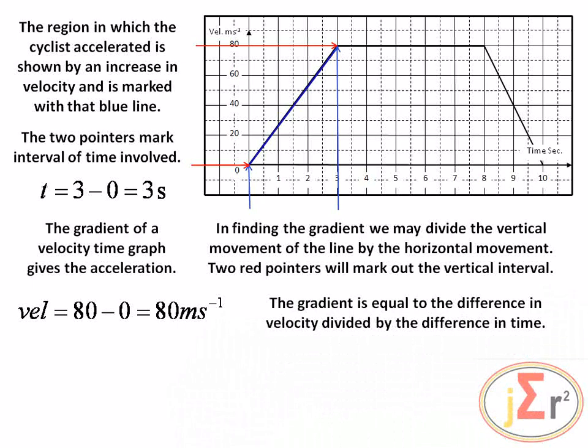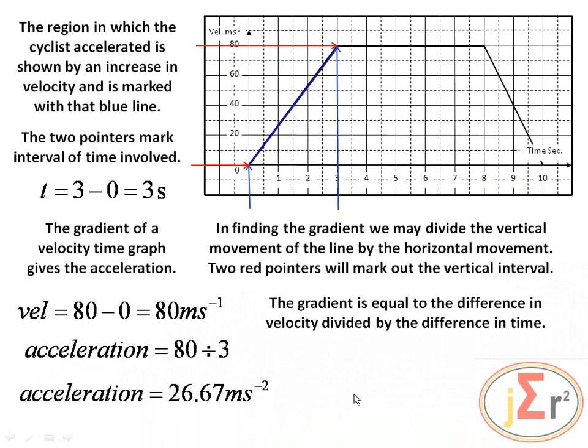The gradient is equal to the difference in the velocity divided by the difference in time. Acceleration is equal to 80 divided by 3. Acceleration is equal to 26.67 meters per second square.